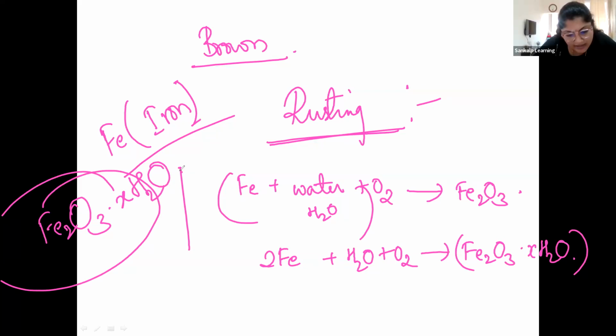So in rusting, even water is included. That's why they wrote ferric oxide as hydrated.